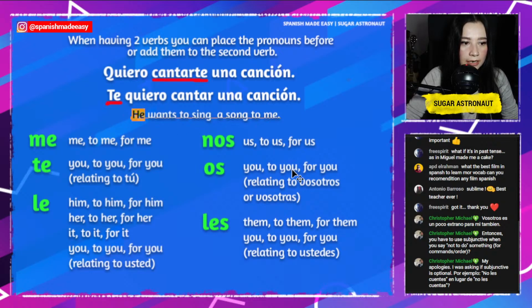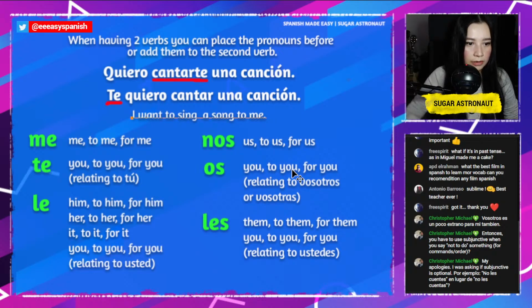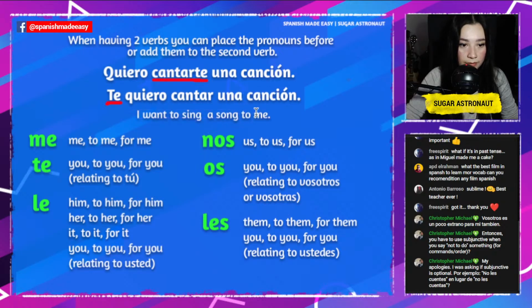Essentially, you're saying, I want to sing a song to you, okay? Because remember, te means you, to you, for you. I want to sing a song to you. I want to sing you a song. Same thing. Quiero cantarte una canción. Te quiero cantar una canción. That's correct. Now, the next pronoun would be quiero cantarle.